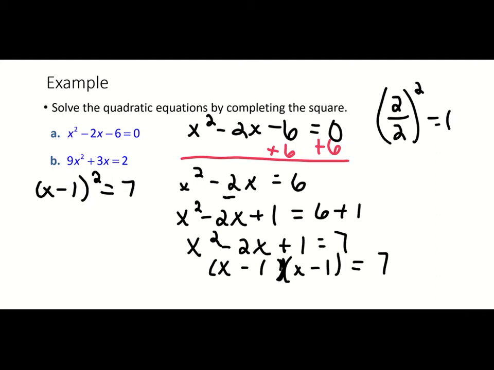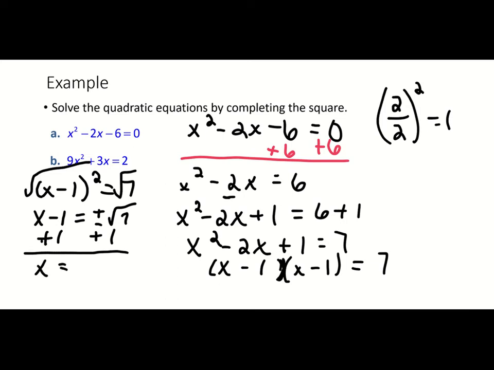And then from there, just like we just did, we can use our square root principle to solve it. So I'll take the square root of both sides, and I end up with x minus 1 equals positive or negative square root 7. And then we just solve it by adding 1 to both sides. So my final answer is x equals 1 plus or minus the square root of 7. And that is our answer using completing the square for a relatively easy one. B will be a little bit more involved, so we'll take a look at that one next.